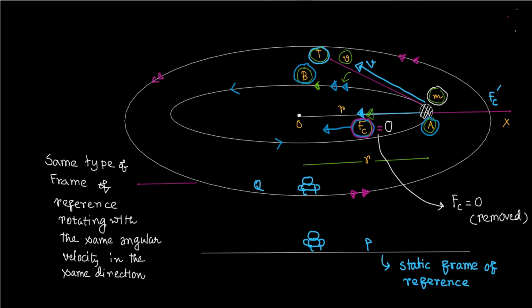If centripetal force Fc is removed, in that case the observer standing in the frame of reference Q will see that, if Fc is removed, meaning Fc is reduced to 0, the body will regain its linear motion along AX, radially outwards, under the action of centrifugal force Fc prime.